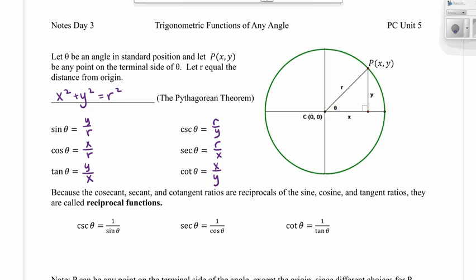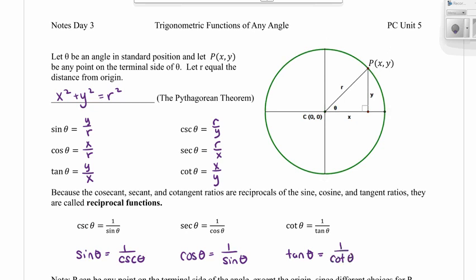Because the cosecant, secant, and cotangent ratios are reciprocals of sine, cosine, and tangent, they are called reciprocal functions. So cosecant theta is equal to, if we think about the unit circle and r being equal to 1, 1 over the sine of theta. Secant is 1 over the cosine of theta, cotangent is 1 over the tangent of theta. Similarly, we can do this with sine. So we could say the sine of theta equals 1 over the cosecant of theta. Then cosine of theta equals 1 over the secant of theta. And the tangent of theta equals 1 over the cotangent of theta.